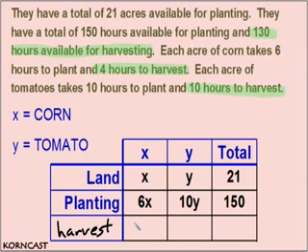It's going to take me 4 hours to harvest corn, and that depends on how many acres I have. If I have 10 acres, it's going to take me 40 hours. So I have multiplication again. And same thing over here with my tomatoes. I'm going to have 10y, and my total is going to be 130.